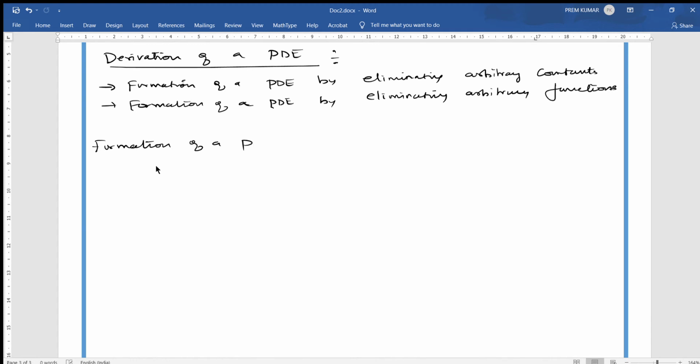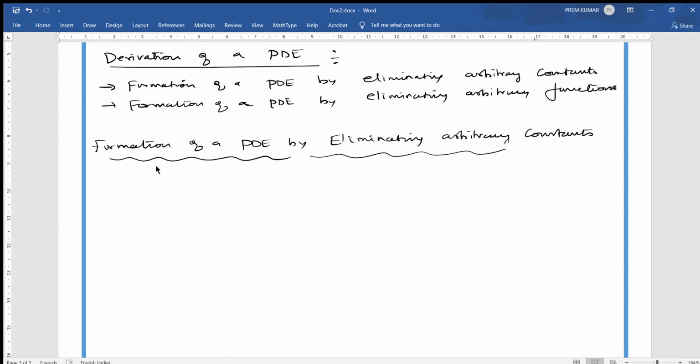Formation of a partial differential equation by eliminating arbitrary constants. We are going to see this. First we are going to learn the method, then we will go for the problems.